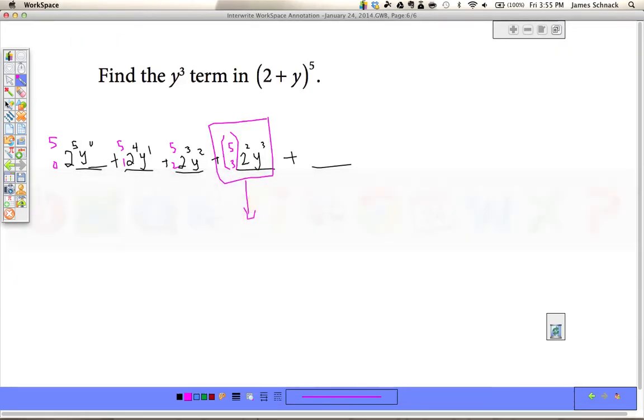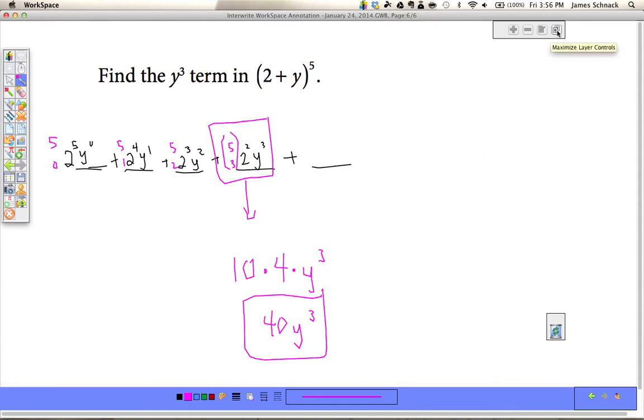10 times 2 squared, which is 4, times y cubed. So 40y cubed is that term, more than just the coefficient. If you can sort through these terms, if you can count, you really can work through these binomial expansions. That, ladies and gentlemen, is all for today.